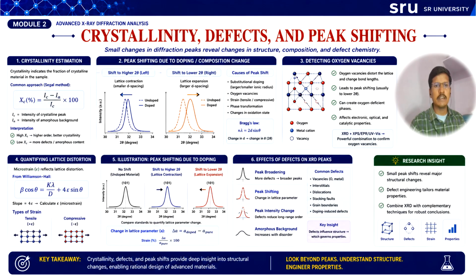One more important thing here is the crystallinity, defects, and peak shifting in the XRD patterns. When we introduce the dopant, or when we make a composite, generally the peak shifting takes place either towards the higher angles or lower angles. That indicates the key change in the property.